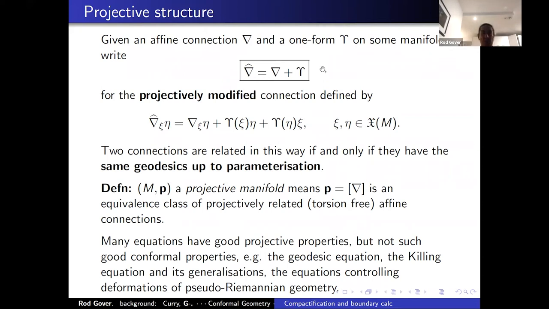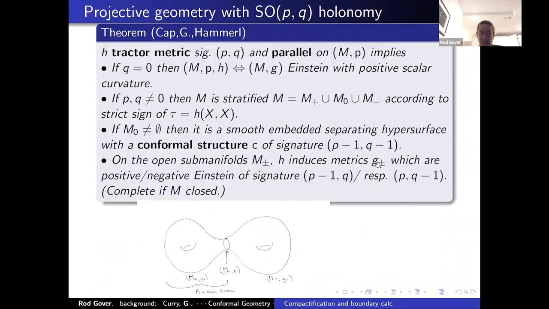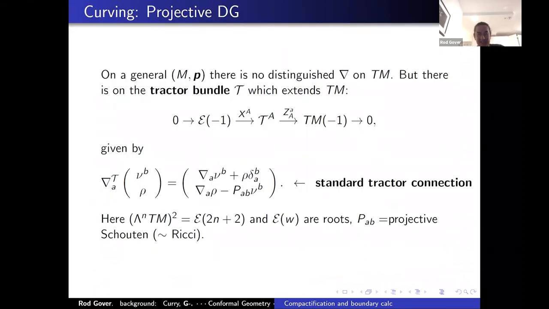So that's just a shorthand for that one form that's placed the role in it. Then a projective manifold means that you have an equivalence class of projectively related connections. So a manifold equipped with such an equivalence class, that's a projective manifold. So that's the curved version of what we had in the projective case. Okay, so there's some motivation down here, but perhaps I'll skip over that. There's lots of reasons to study projective geometry.